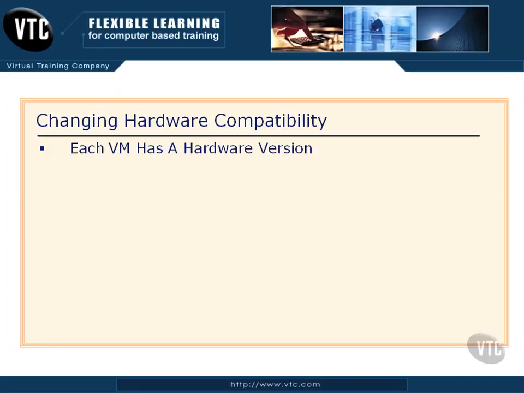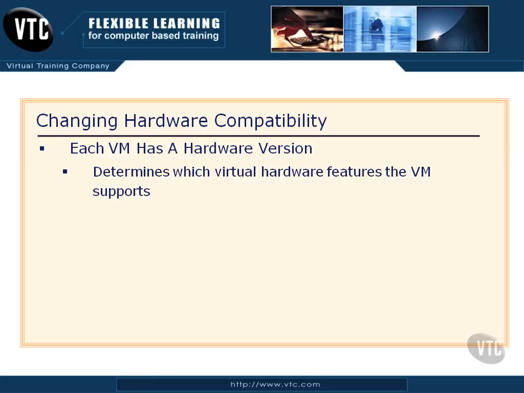If you're a Microsoft type person, anytime you get ready to install Microsoft Server or like SQL Server or Exchange, one of the things you want to watch is hardware compatibility. You want to make sure that your machine can function properly on the machine where you're installing it. So each of our virtual machines has a hardware version, and this determines which virtual hardware features the virtual machine can support.